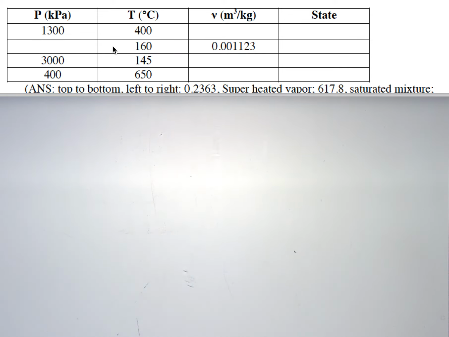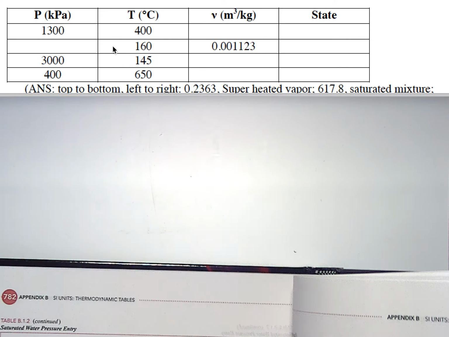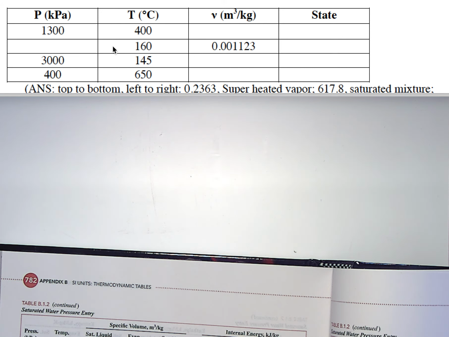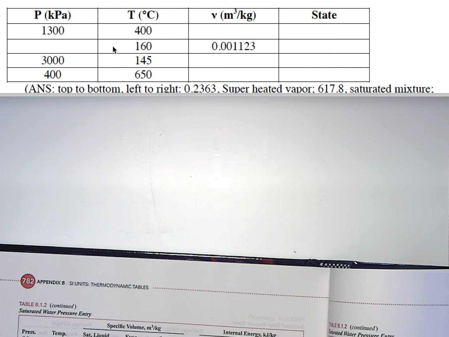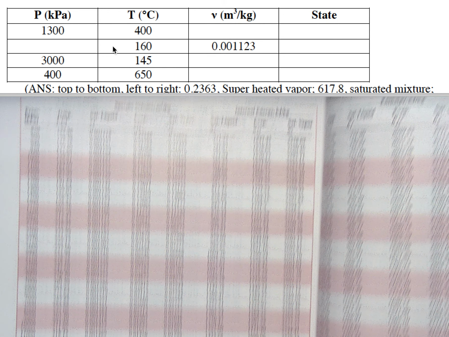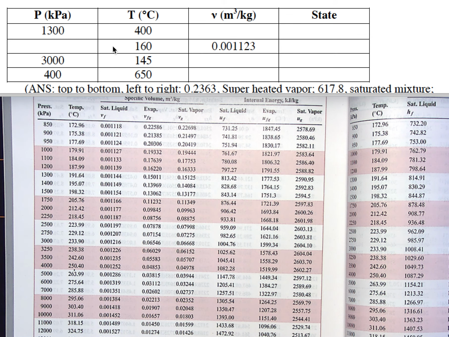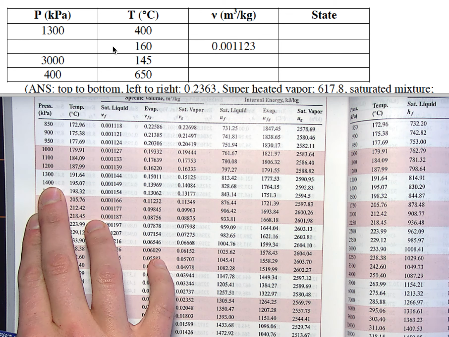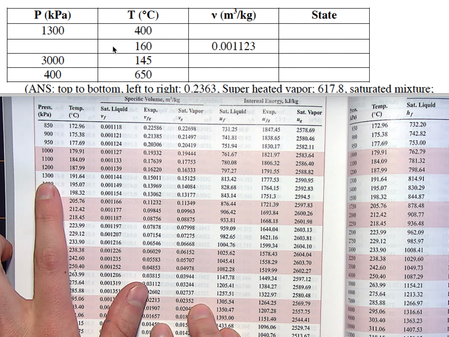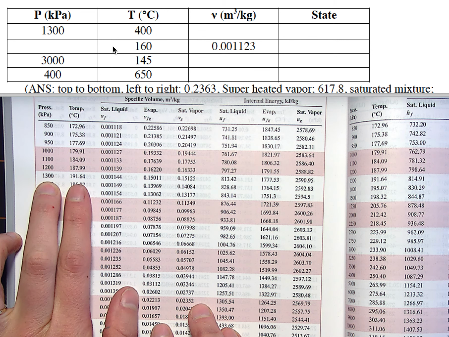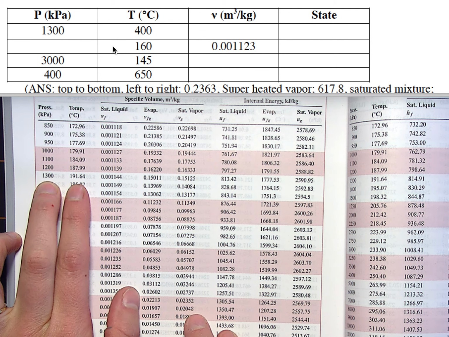where we have pressure and temperature, and we need to find specific volume. And just remember, this can work for any other property as well if you needed internal energy, enthalpy, anything. So we're going to go to the tables. We're always going to start with a saturated table. In this case, I'm going to go to the pressure entry because pressure was given at 1300, which is a nice round number. And I'm going to look at what the saturation temperature is at that pressure.